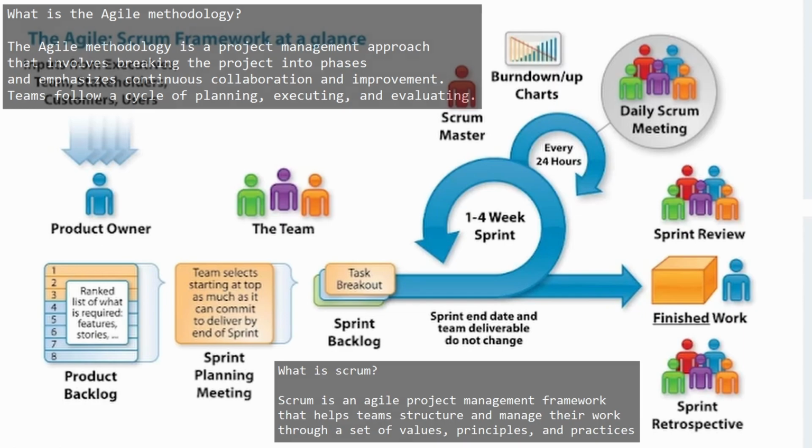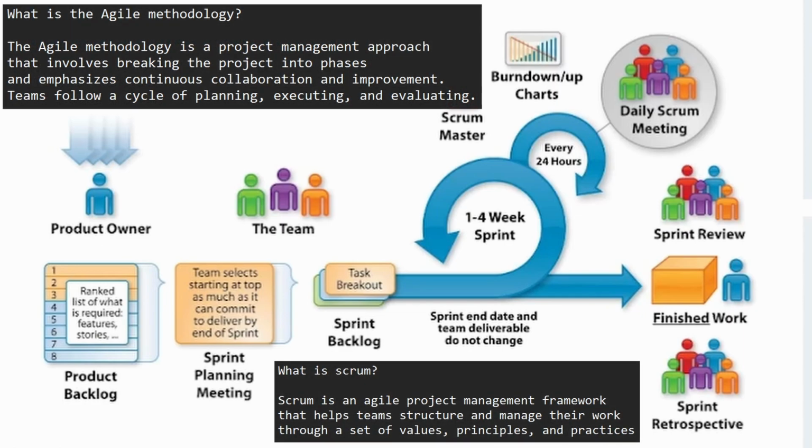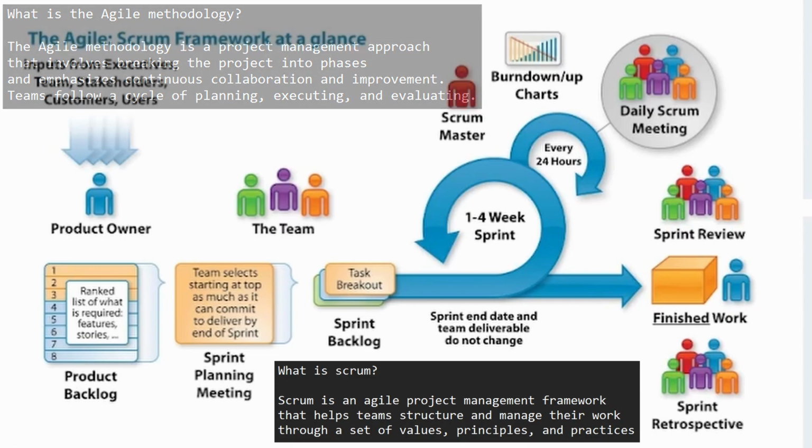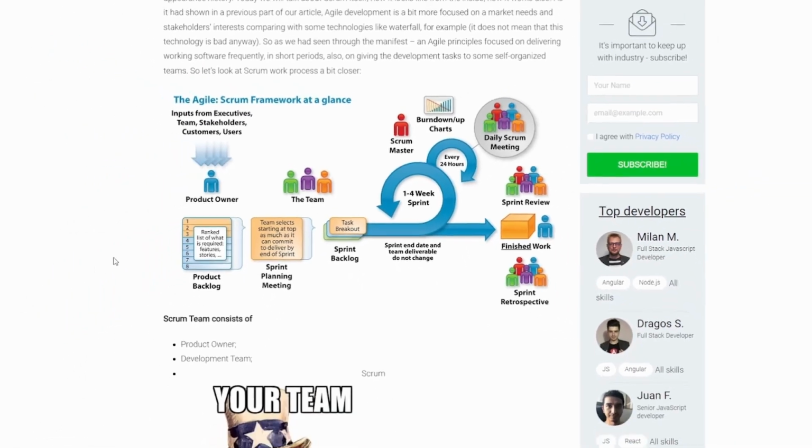What is Agile and what is Scrum? According to Atlassian.com, Agile methodology is a project management approach that involves breaking the project into phases and emphasizes continuous collaboration and improvement. Teams follow a cycle of planning, executing, and evaluating. Scrum is an agile project management framework that helps teams structure and manage their work through a set of values, principles, and practices. It means that if we apply agile methodology, we are not applying waterfall because they are mutually exclusive. Let's talk about the ideal world.